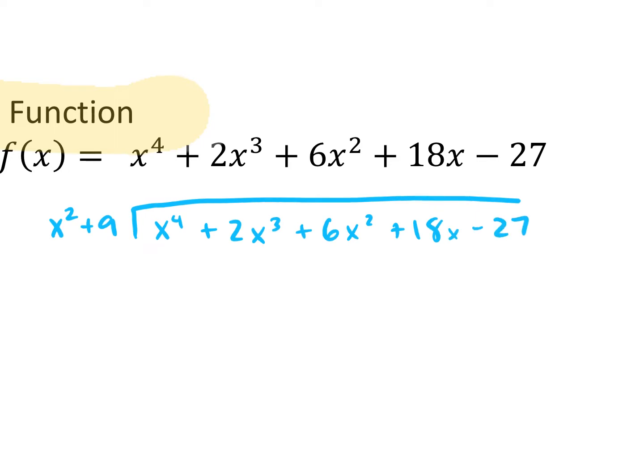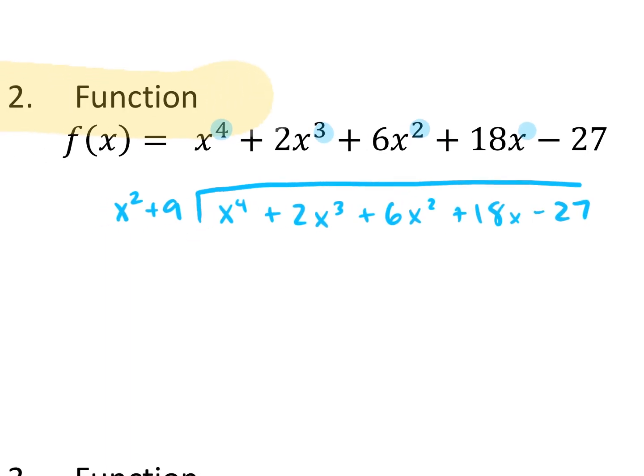Be careful that all of your terms are represented. Even if we were missing a degree here, even though it's long division, you would still have to include a 0x with long division too. So just make sure if you start with x to the fourth degree, it has to go down from there. So now let's divide.